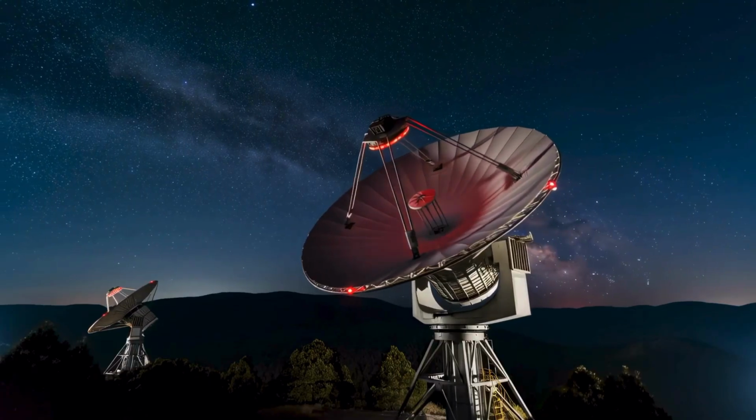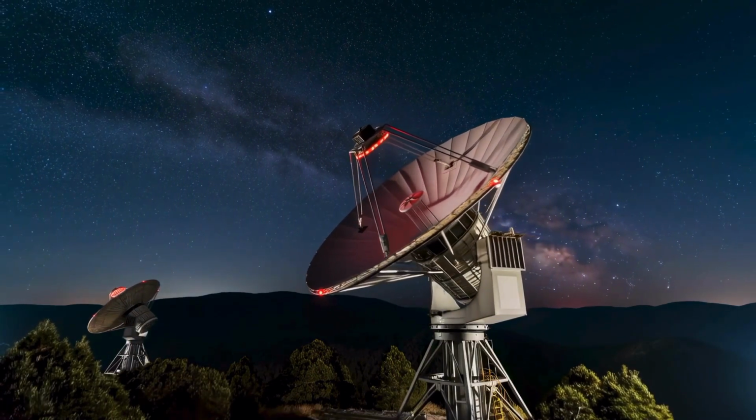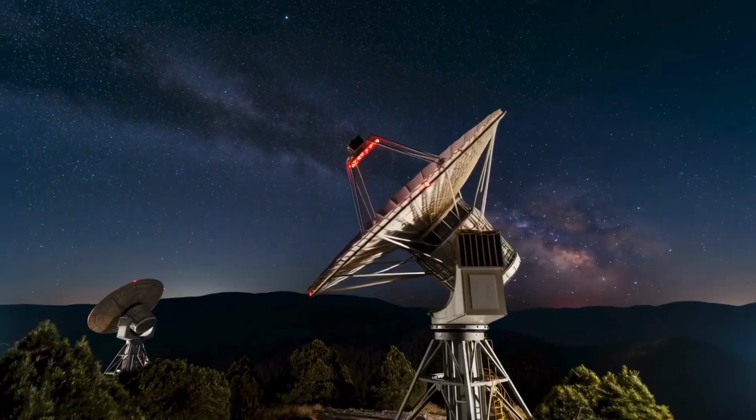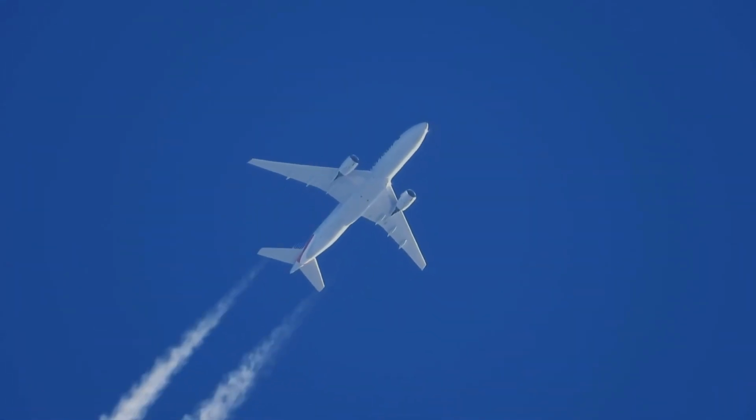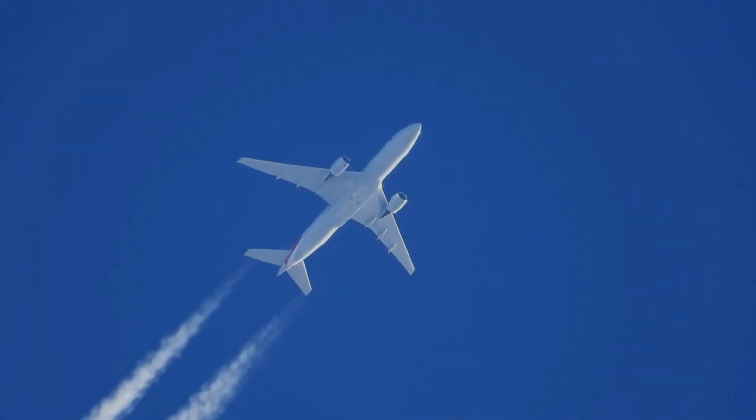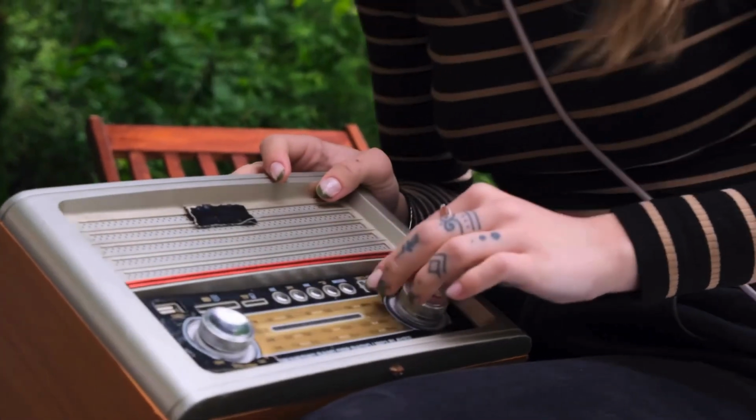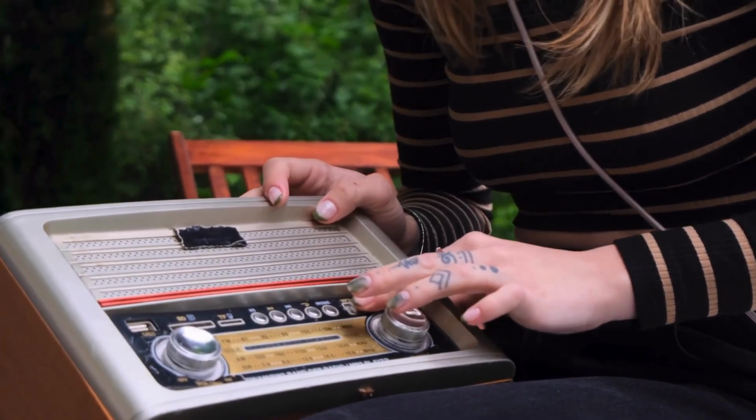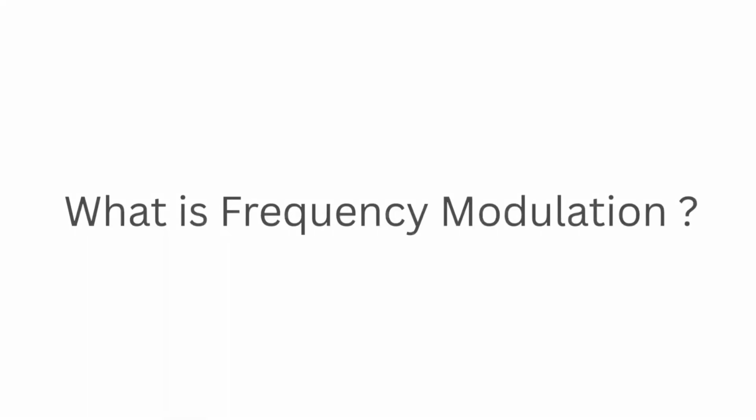AM is highly effective for long-distance communication and emergency broadcasts. It is also widely used in aircraft communication systems due to its long-range signal. While it can be sensitive to noise, the core message remains clear over vast distances. That is the simple and powerful way amplitude modulation works.